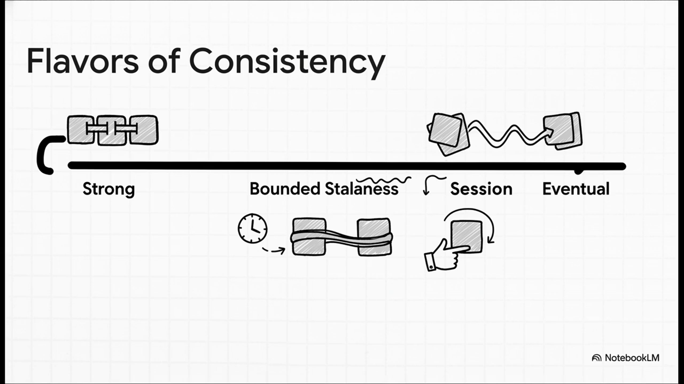You can have strong consistency, which is the safest but also the slowest. Or you can have eventual consistency, which is way faster but means you might briefly see old data. And then there are these clever middle grounds, like what Milvus does with bounded staleness, which basically guarantees your results are never more than, say, a few seconds out of date.